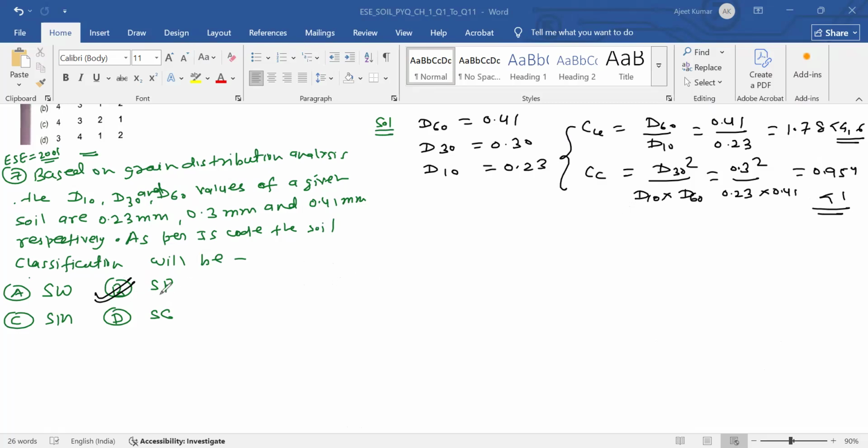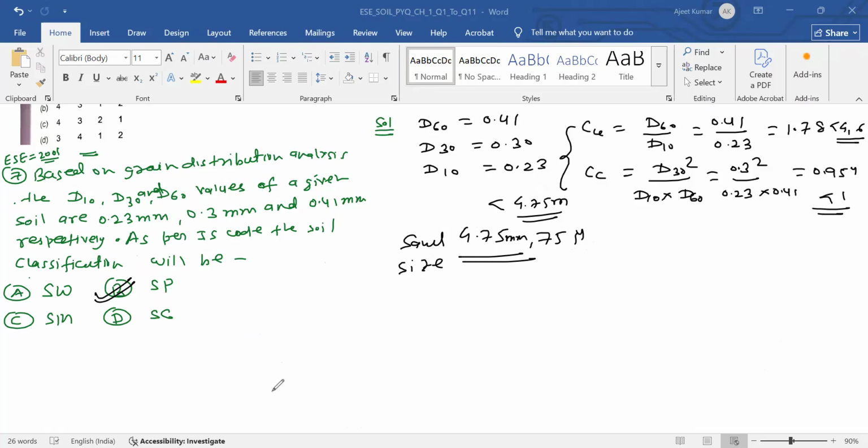Sand with poorly graded. And why is this sand? Because D60, D30, and D10 are all less than 4.75 mm. For sand, the size must lie between 4.75 mm and 75 micron. So this will be sand, and it will be poorly graded. So option B will be the correct answer. This is all about question number 7.